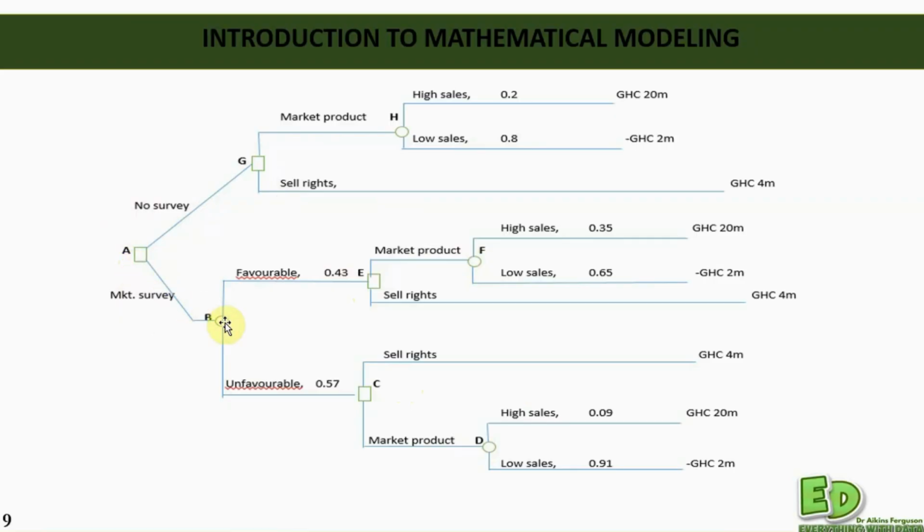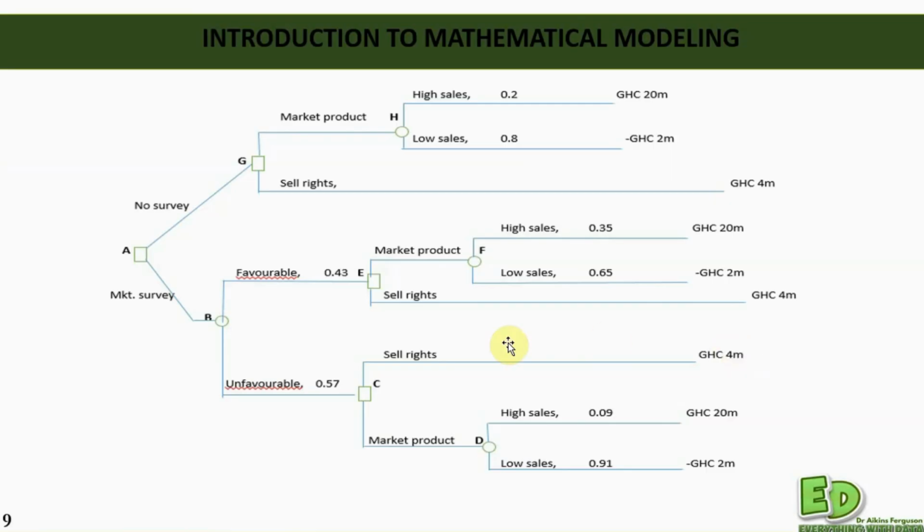And then the second node has to do with a circle node. It could be favorable or unfavorable when you survey it, and you were given a probability of 0.43 favorable. That means unfavorable is 0.57, right? And then the third node has to do with a square node, because if it's unfavorable, that is to sell the rights, or you could also market the product, right? And then you get a 4 million Ghana cedis revenue if you sell the rights. If the market survey is unfavorable and you sell the rights, you get 4 million.